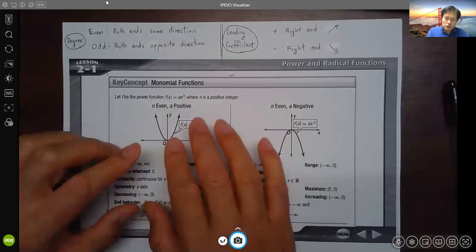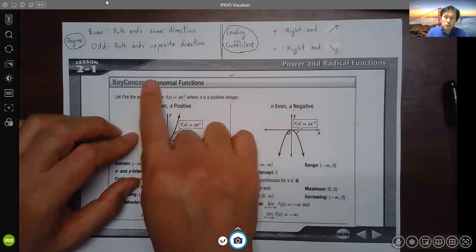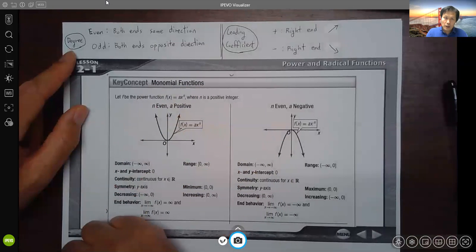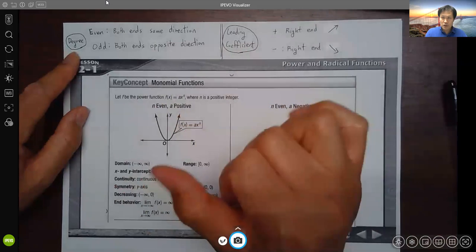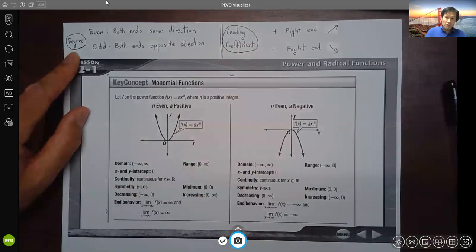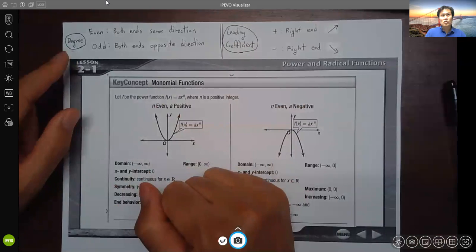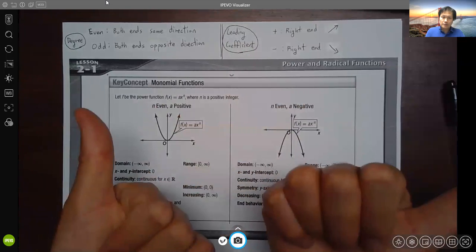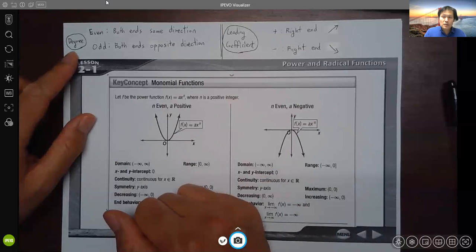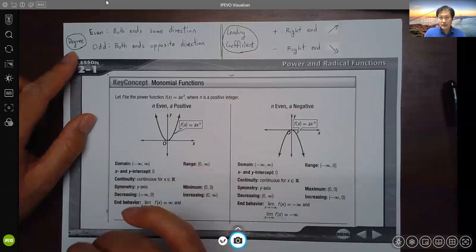When you deal with a polynomial or monomial, we can talk about degree and leading coefficient. You should be able to sketch the graph for end behavior, for both ends, left hand and right hand. Degree means the highest power of x.